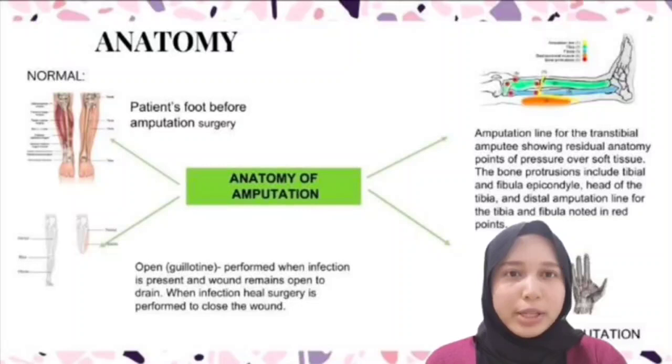For injury-related cases, an open guillotine amputation is performed when infection is present and the wound remains open to drain. When the infection heals, surgery is performed to close the wound.